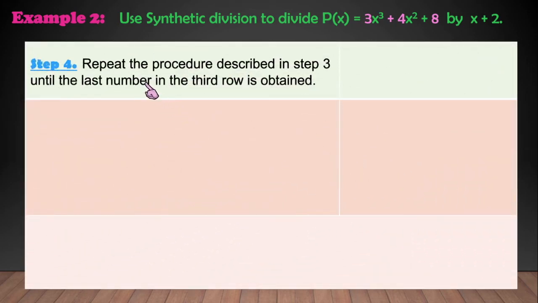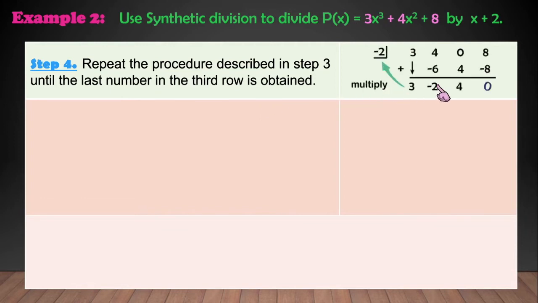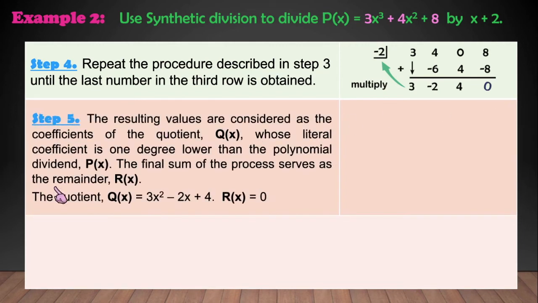Now, repeat the procedure until the last number in the third row is obtained. So, just repeat the procedure in step 3. So, again, bring down 3, multiply that with negative 2. The answer is negative 6. Add, that's negative 2. Multiply that with negative 2. The answer is 4. Add, that's 4. 4 times negative 2 is negative 8. Add, that will be 0. Next step.